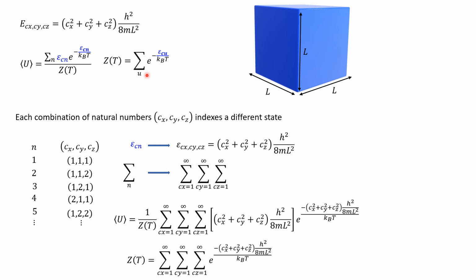The partition function also involves a sum which must run over all states of the system. So again, it becomes a triple sum. And here we have the energy, which is this term here, divided by kB times T. Okay, so now we just have a math problem. We only need to work out these sums.